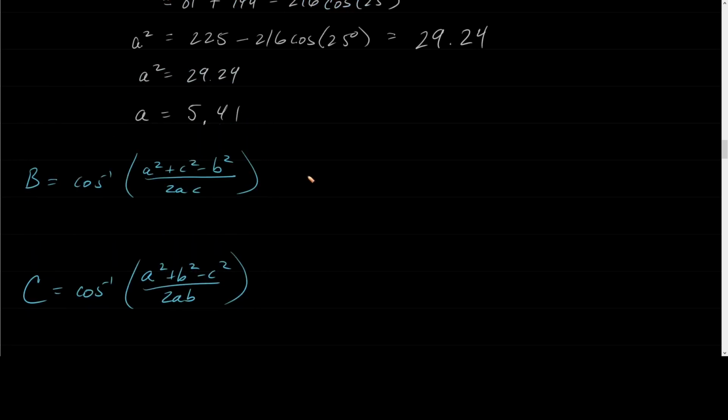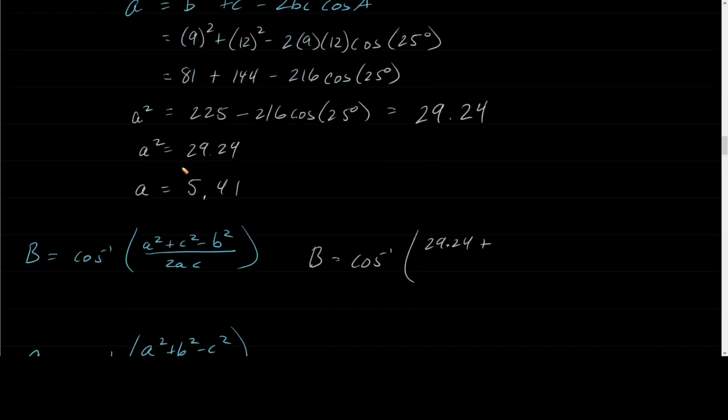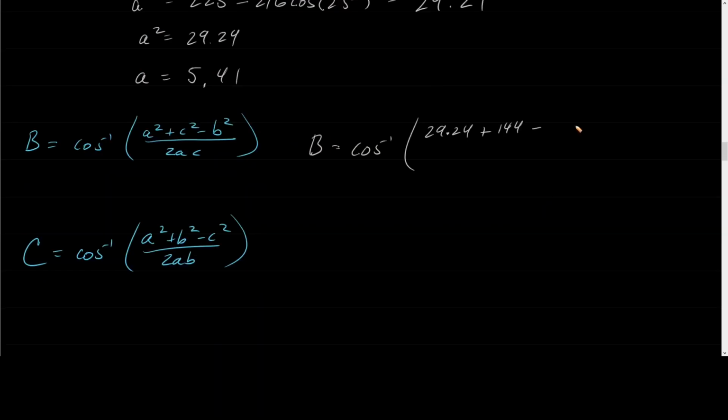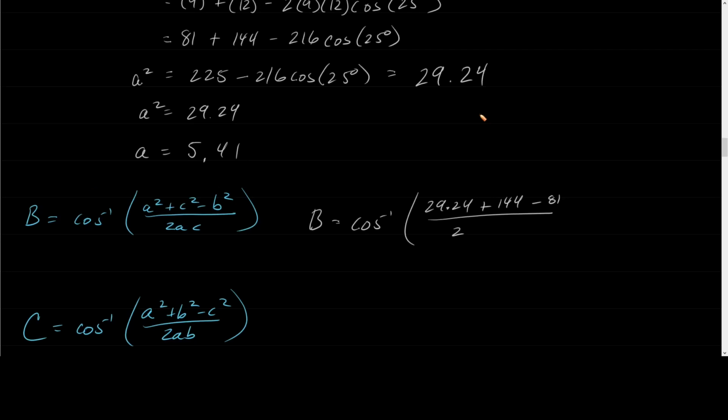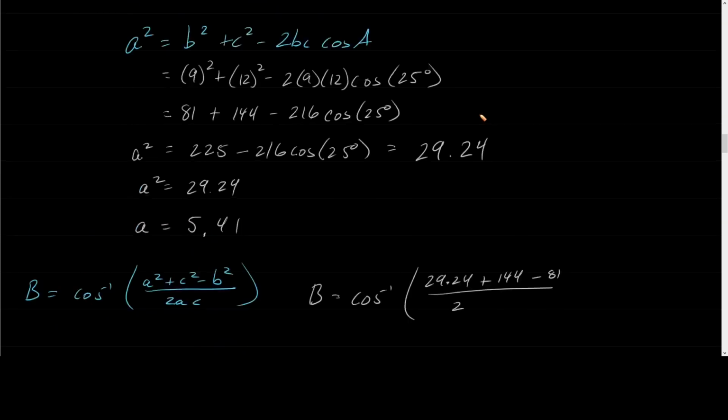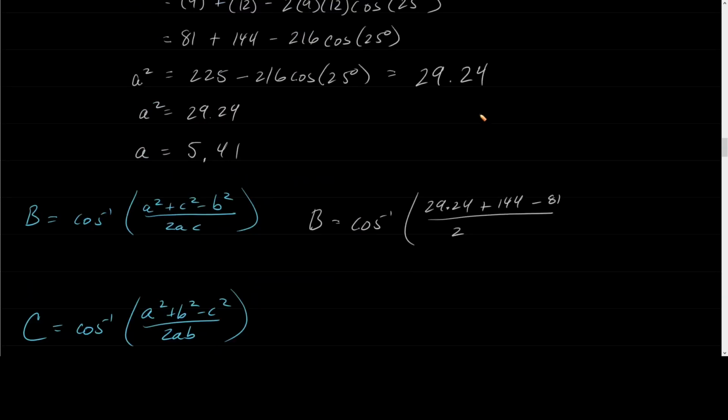All right, now this tells us that B is going to be cosine inverse of a squared, well, we know what a squared was, 29.24, plus c squared. What was c? C was 12, so 12 squared is 144, minus b squared. B was 9, so b squared would be 81, over 2 times a times c. So 2 times 5.41 times 12 gives me 129.84.